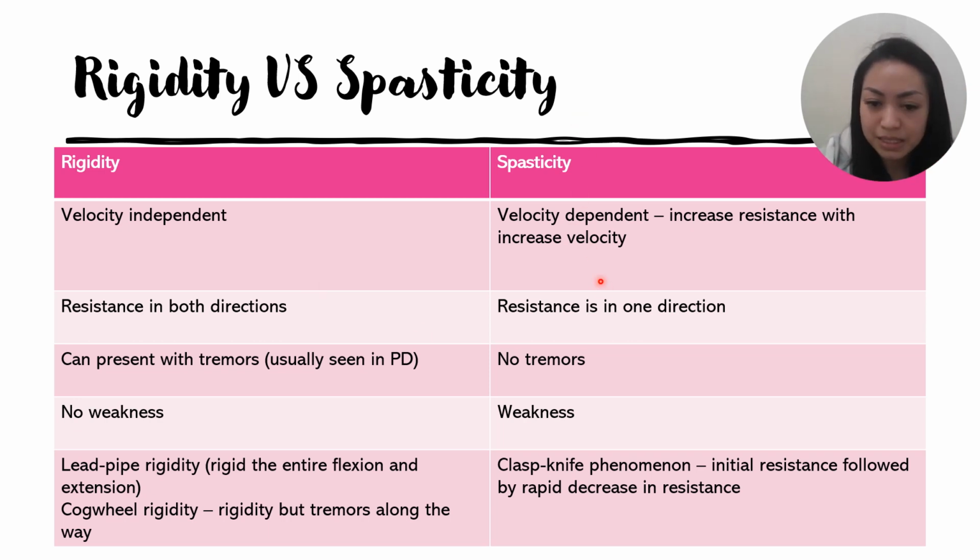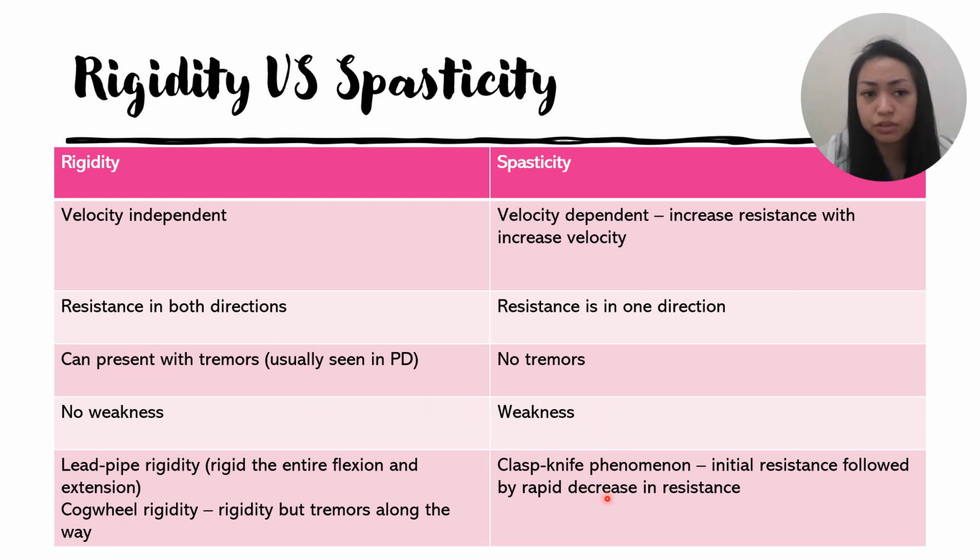In spasticity, typically there are no tremors present. But in rigidity, because rigidity is usually seen in patients with Parkinson's disease, there would be tremors, more commonly than not. In rigidity, there's no weakness. In spasticity, there is weakness in the muscle.